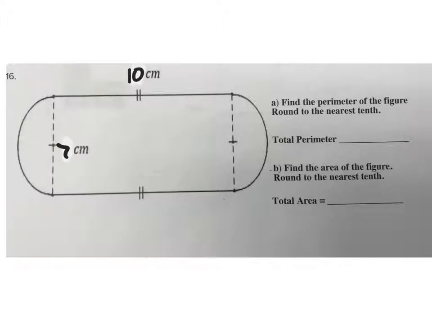So this question is asking you for 2 parts. It's asking you to find the perimeter rounding to the nearest tenth. That's the first digit after the decimal. And then it says find the area rounded to the nearest tenth. On the test, I also have this great big statement that says, remember units.